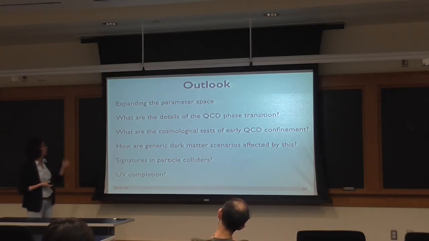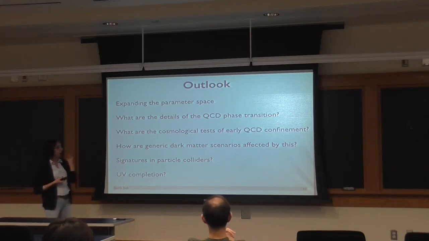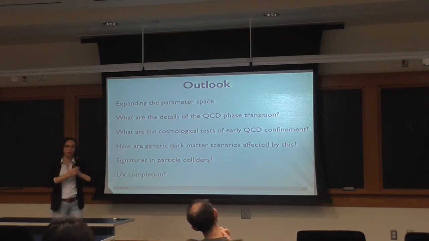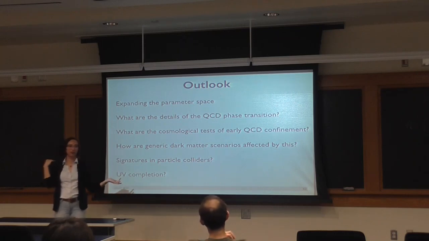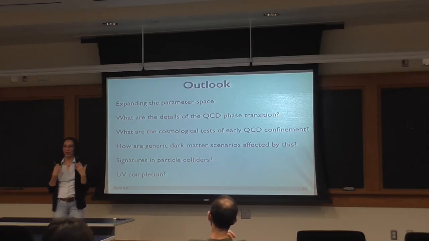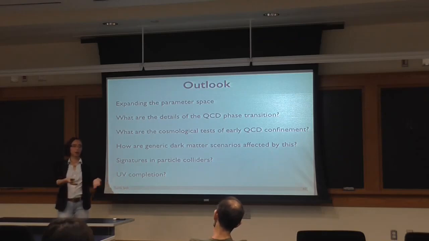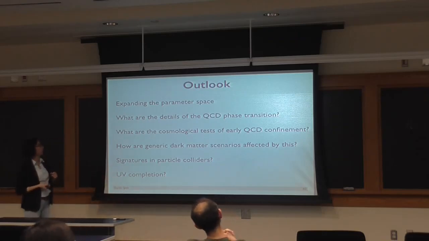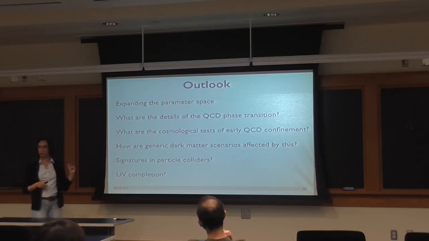The other thing that we are currently thinking of is how generic dark matter scenarios are affected if there is a phase of confined QCD in the early universe. You can expect that the dark matter annihilation will maybe be cut off, because now you have heavy mesons instead of massless quarks. And maybe next time I visit, I will have more to say about that.